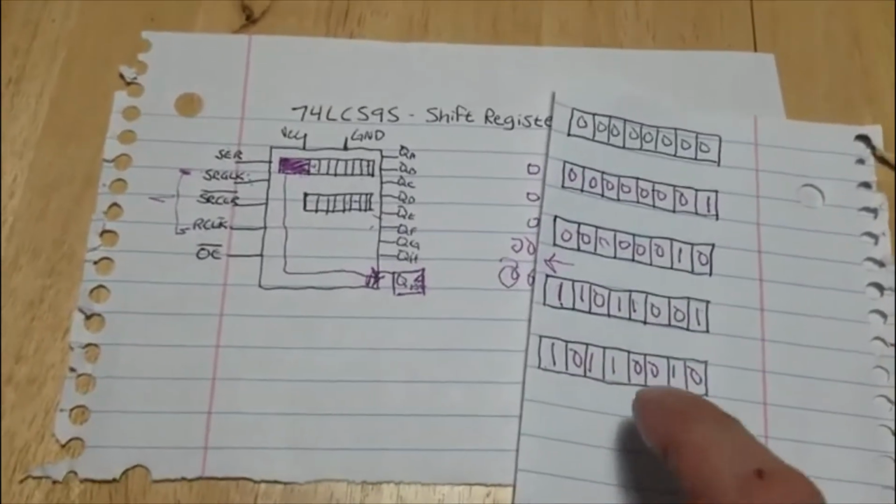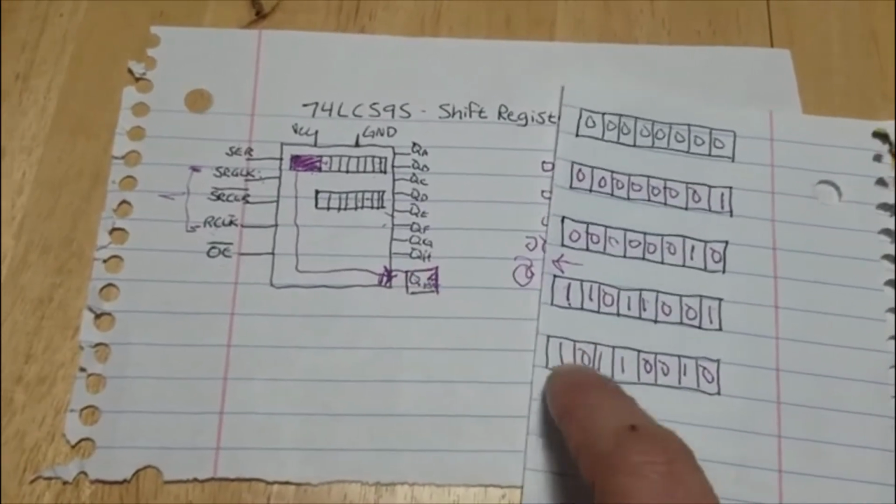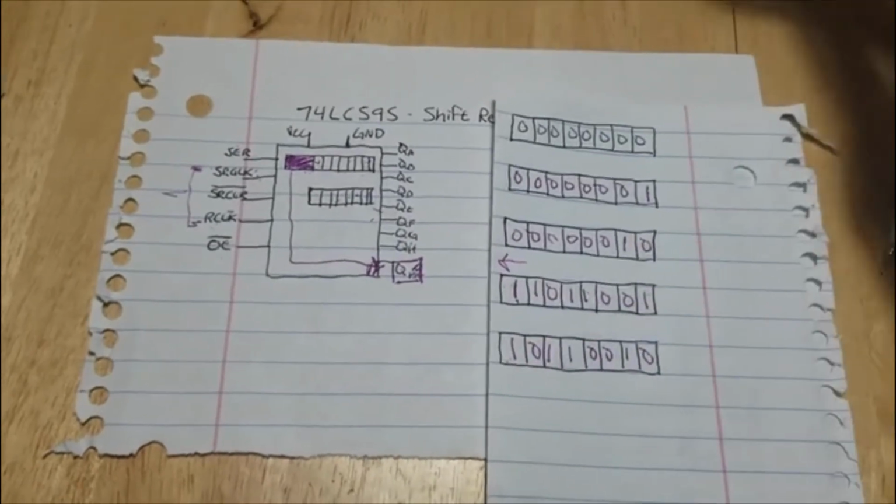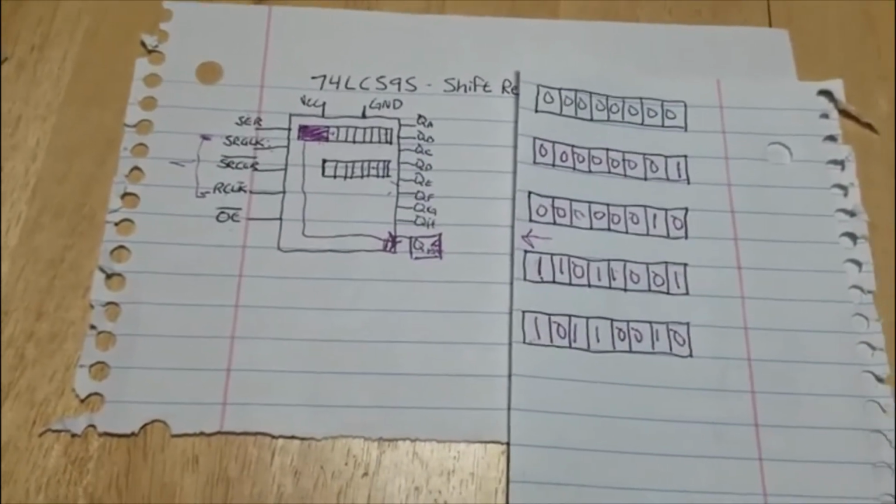So you can hook more. All this means is that you can hook more than one of these things together. So that's pretty good. So how does it work in practice, though? Let's take a look at that.